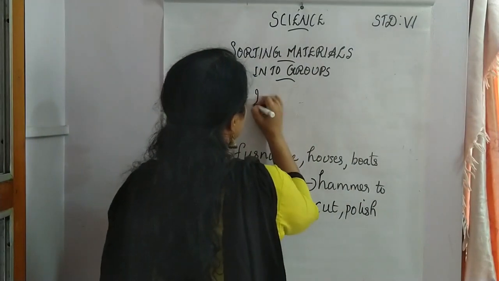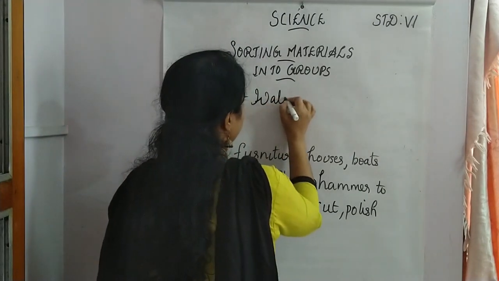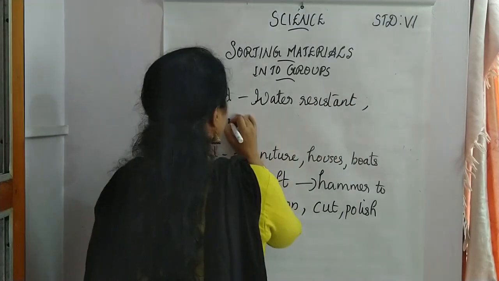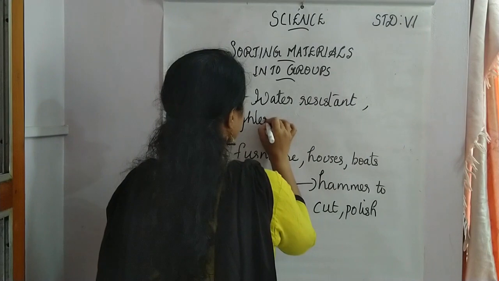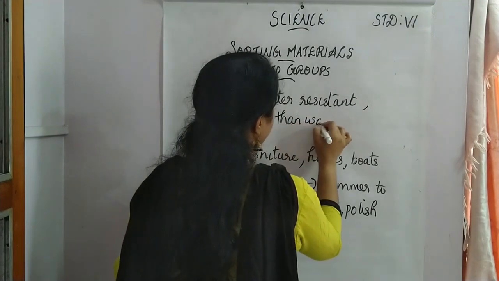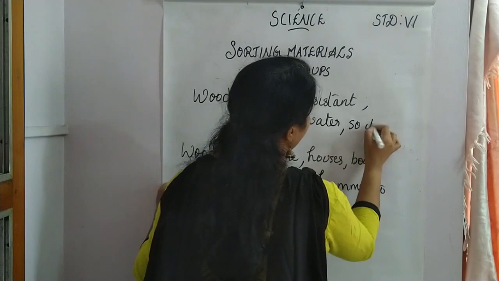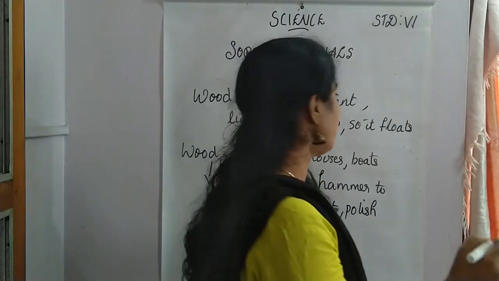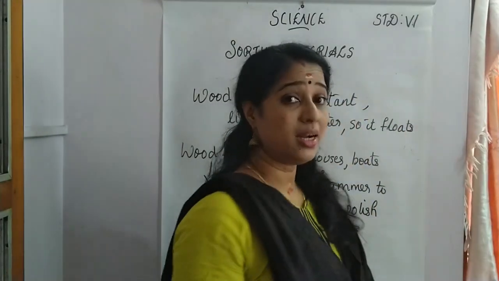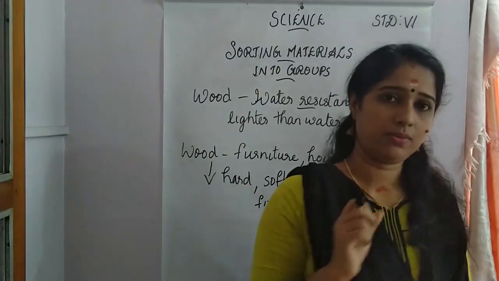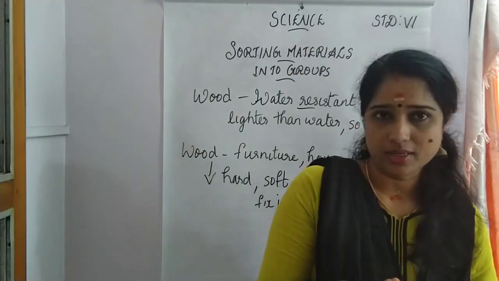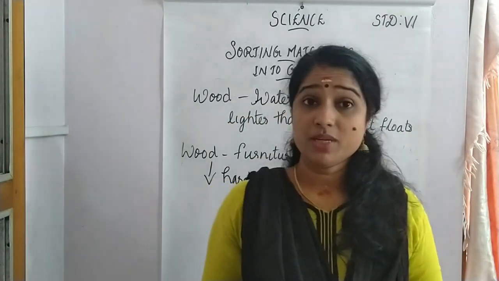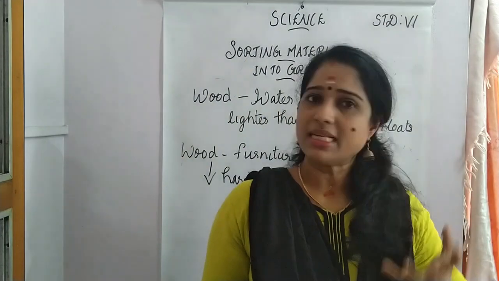they are water resistant, lighter than water, so it floats. You know what is called water resistant? Water doesn't enter through the wood. It doesn't allow water to enter through it. So these boats are made up of what? Wood. Water resistant means, you can say, waterproof. Water doesn't enter into it.